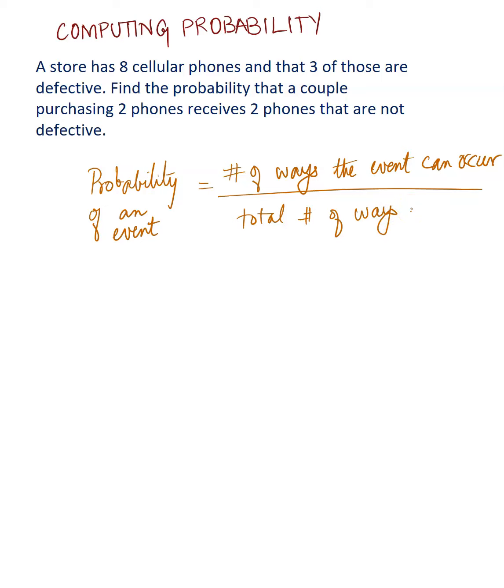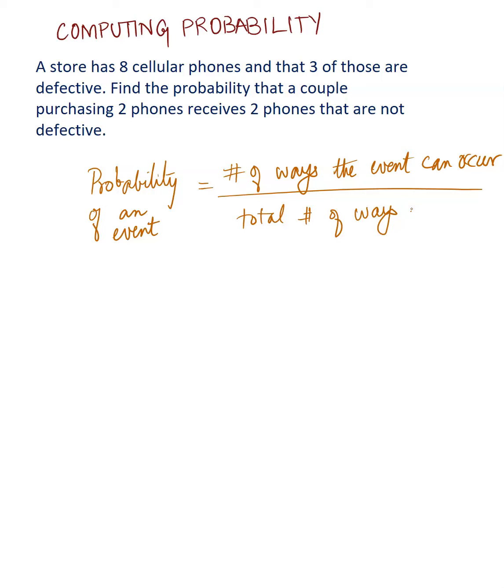Now we just learned how to find the number of ways. We just have to use that in this fractional setup when we want to find the probability. So let's go about this problem. A store has 8 cellular phones and 3 of those are defective. Find the probability that a couple purchasing 2 phones receives 2 phones that are not defective.